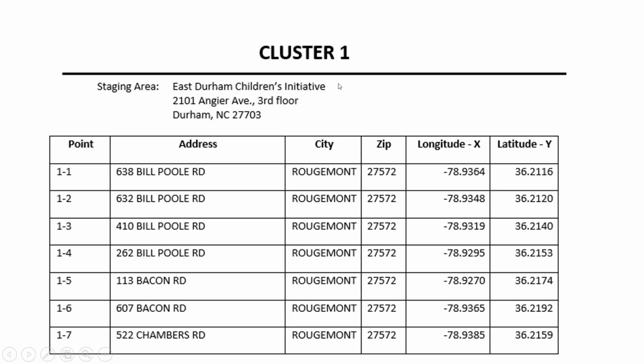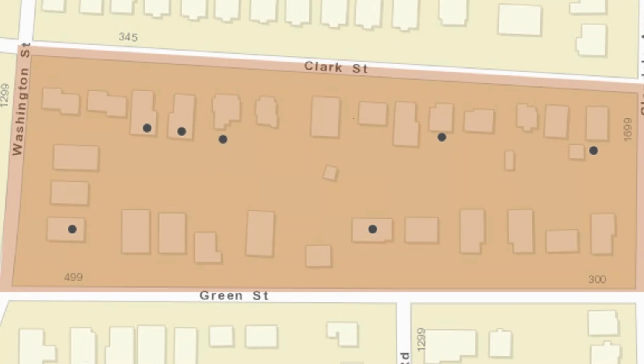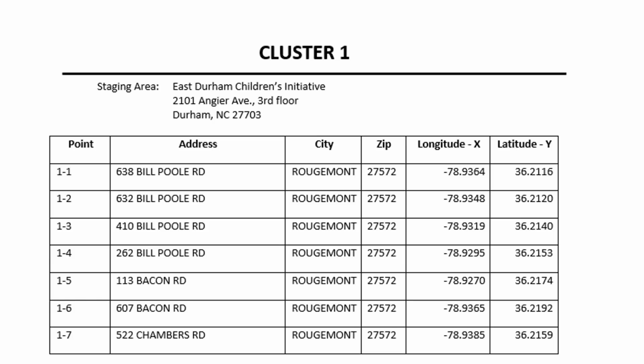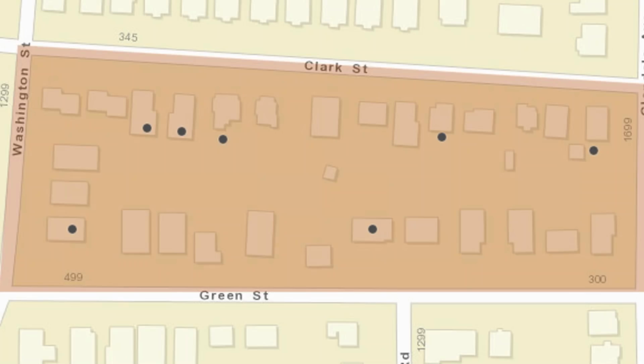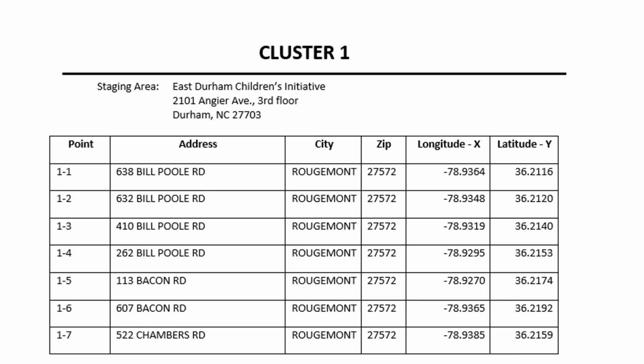You're also going to have a point list. Here you have the map of all the houses. Here you have the address list of all the houses. So that's what I was talking about with the 1-1. There would be a 1-1 written on one of these points, 1-2, etc. Here you have the address, the city, the zip, and the longitude and latitude if you prefer to use that.